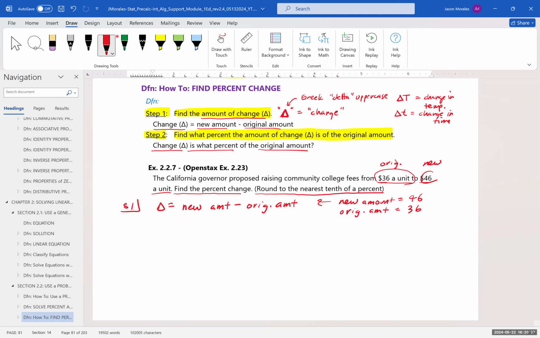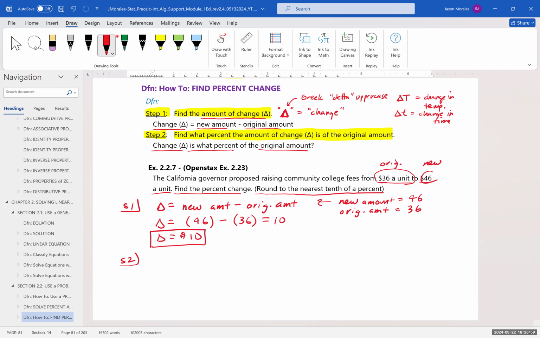Again, this is step one, sorry. And so our change is going to be the new amount, which is 46, minus our original amount, which is 36, and that's 10. So our amount of change was $10.